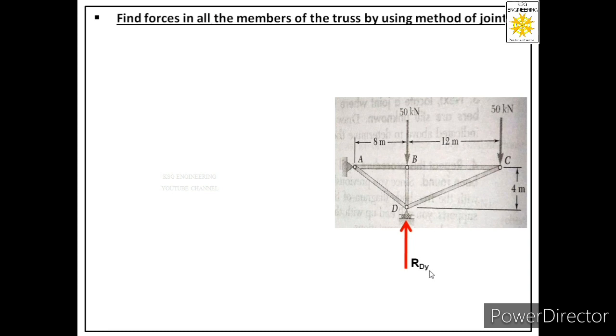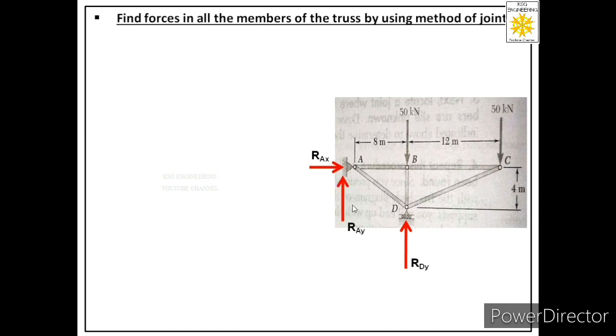Now let us label the reactions provided by this pin support. So first we will label the normal reaction. So this is the surface of the pin support. So normal to that surface, this will be the direction. And we have considered its direction towards right. So this is just an assumption right now. So we have labeled it as a reaction at A in x direction.